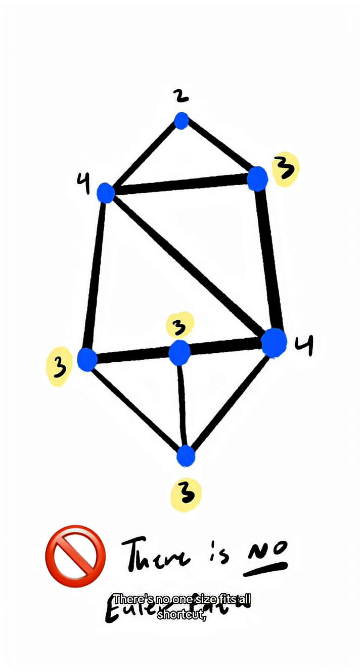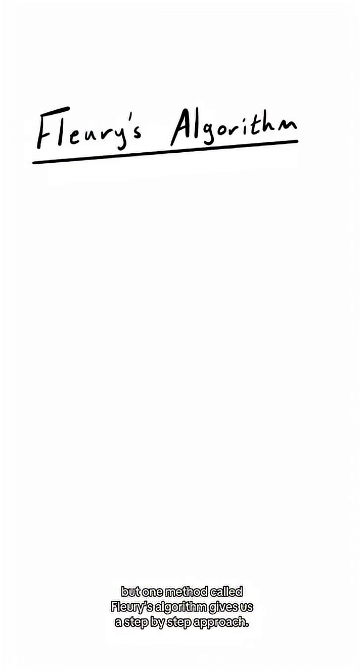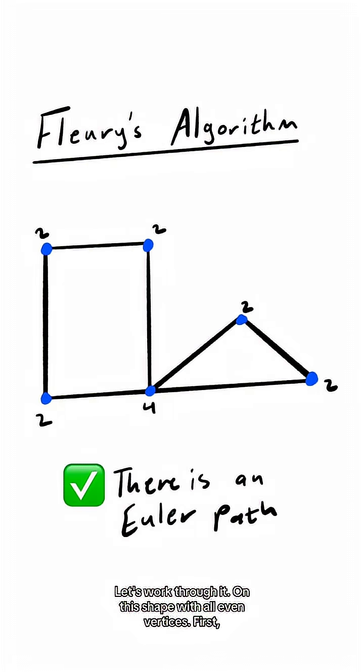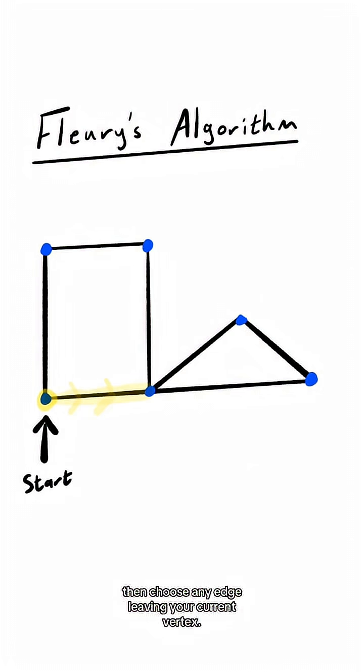There's no one-size-fits-all shortcut, but one method, called Fleury's algorithm, gives us a step-by-step approach. Let's work through it on this shape with all even vertices. First, if you have vertices of odd degree, you have to start at one of them. We don't, so we can just start wherever. Then, choose any edge leaving your current vertex, provided that deleting that edge will not separate the graph into 2 disconnected parts of uncovered edges.